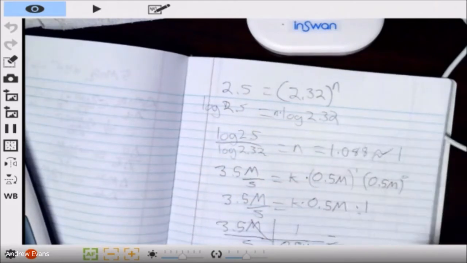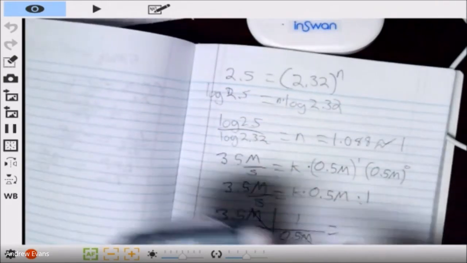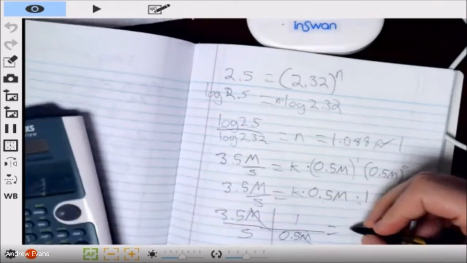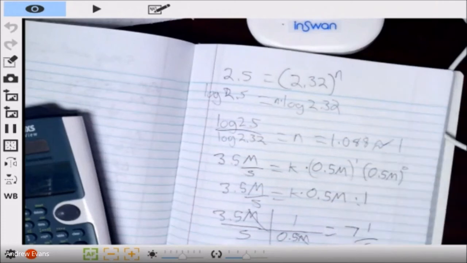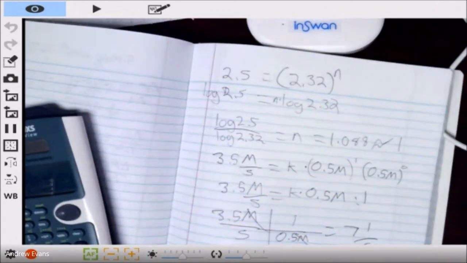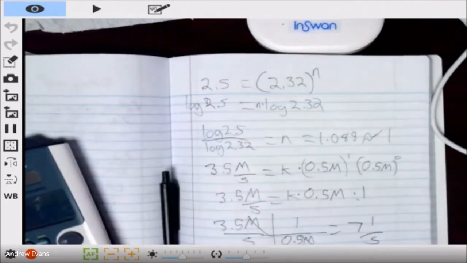Molarity cancels. You get 3.5 divided by 0.5. That's going to be 7, 1 over seconds. Note, I did it with experiment 1. I did it with experiment 4. I got the exact same K. K is independent of which experiment I look at. We will do that each and every time.